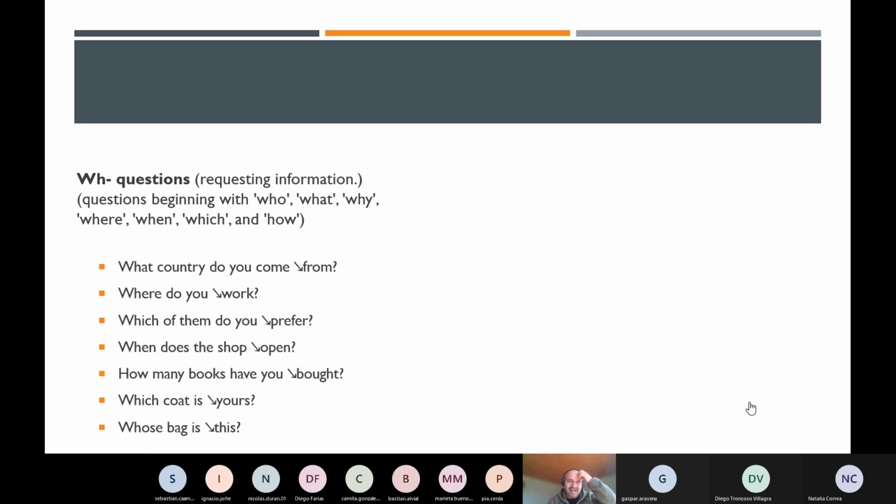So the second one has sort of a falling intonation. So open, bought, yours, this. I'm not saying that you cannot say whose bag is this. You can say that, but in general, a speaker is expected to use a falling intonation whenever the speaker is using a WH question. So whose bag is this? Which coat is yours? How many books have you bought?